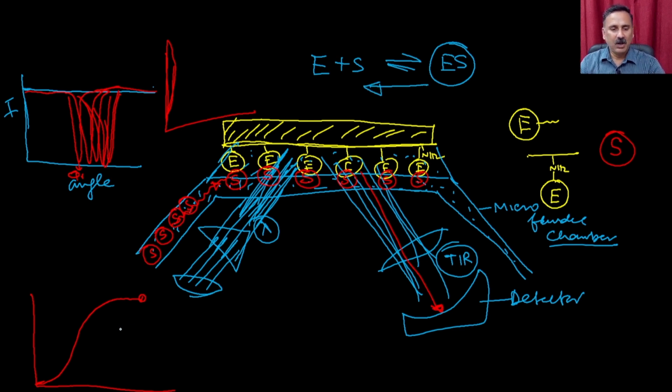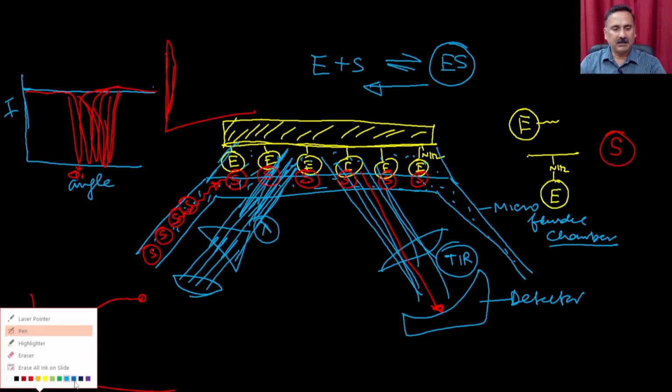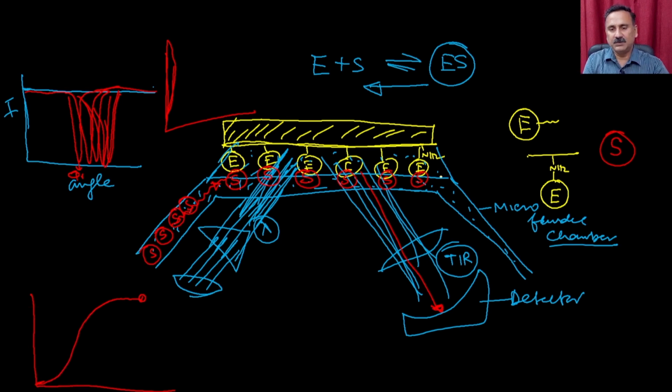And as a result, the substrate is going to be removed. So substrate molecules are going to come out from these enzyme substrate complexes. So it's going to show you this.